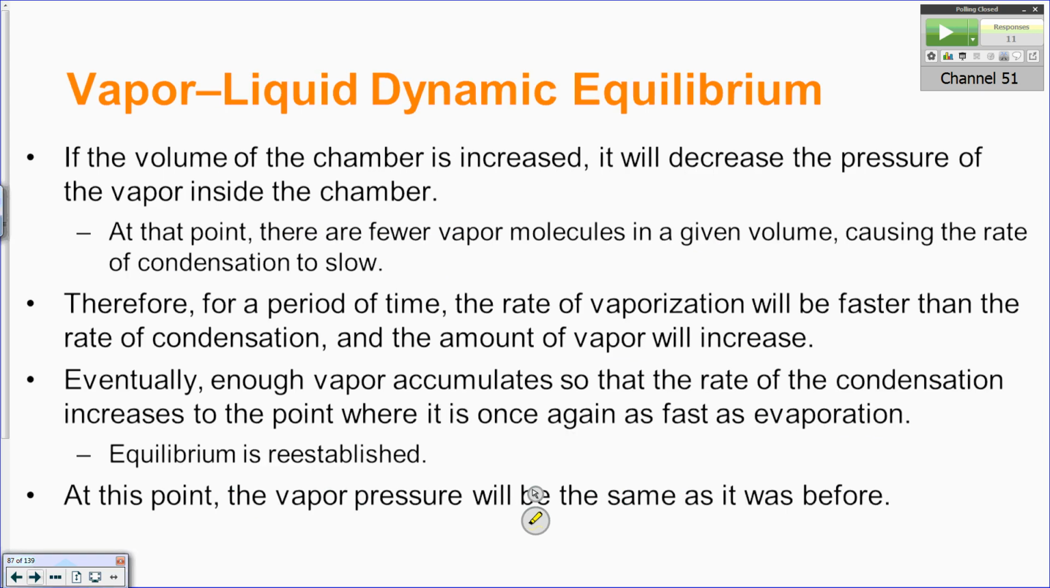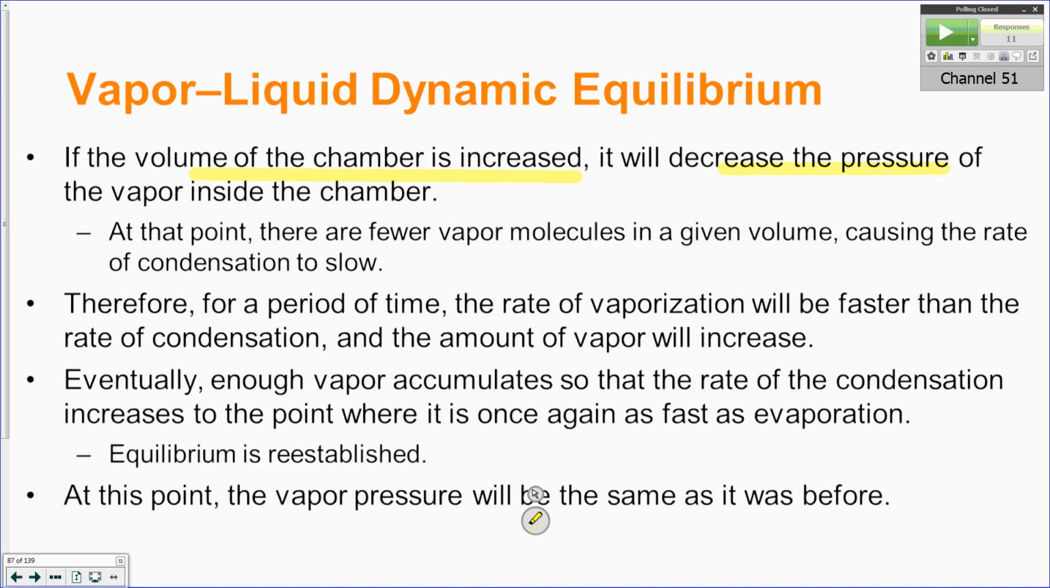Now we look at how it changes or responds. So if we use the concept of the piston in Gen Chem 1 with gases, where we had something in a closed container, yet we could move the piston up and down to change the volume, we'll use the same type of concept here. So if we take a system that's in equilibrium, and the chamber is increased, we move the piston up, what will happen is it decreases the pressure as that vapor expands inside of the chamber.